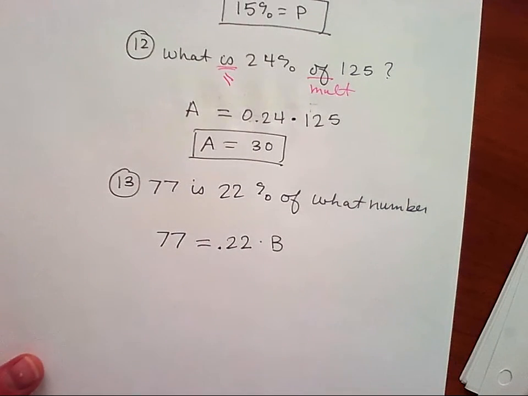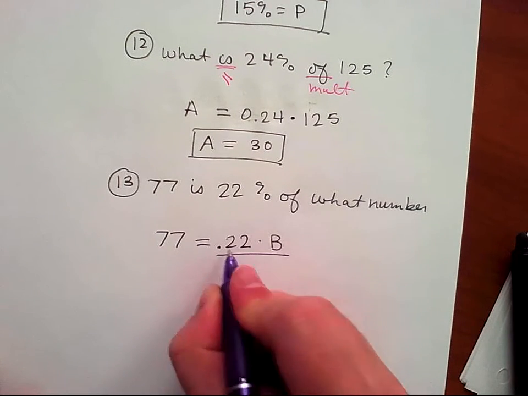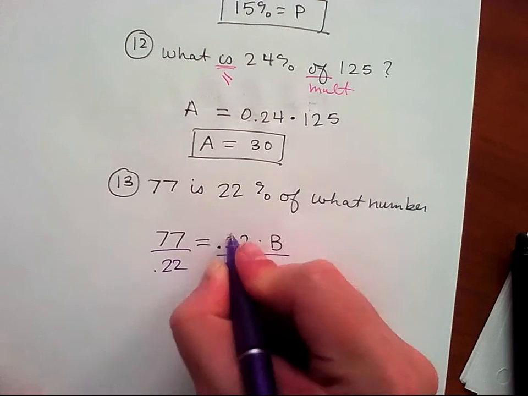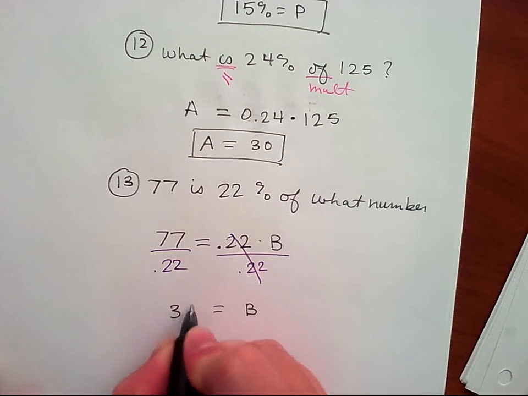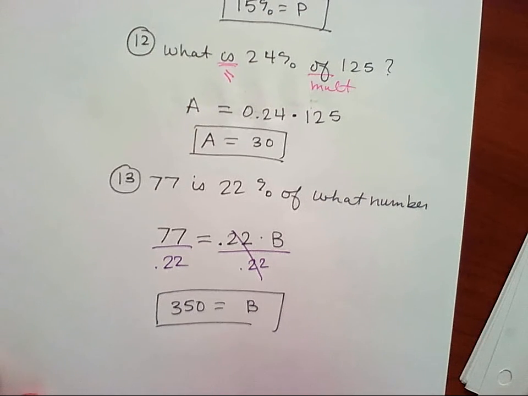Good. All right, how do I solve this? Divide by what? 0.22. Divide by 0.22. Good. Because I have 0.22 times B. What do you get? Good. You want to do one more? Are you guys good? Good.